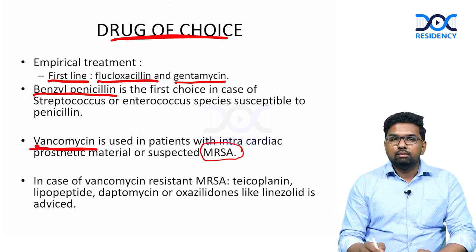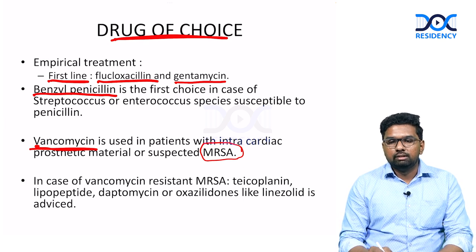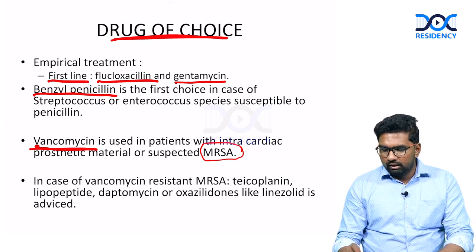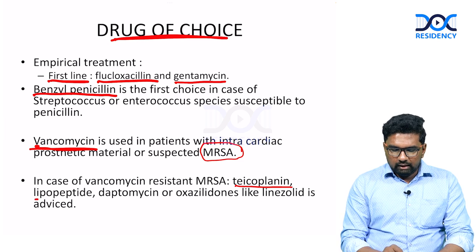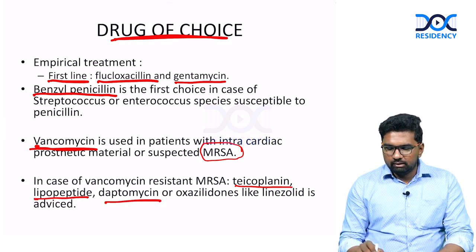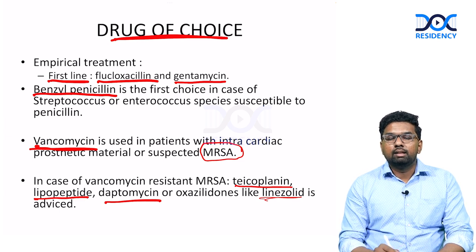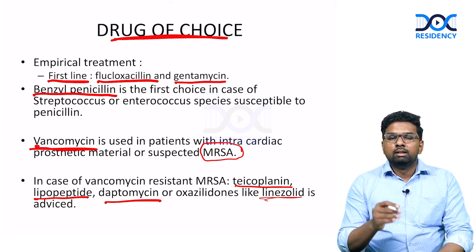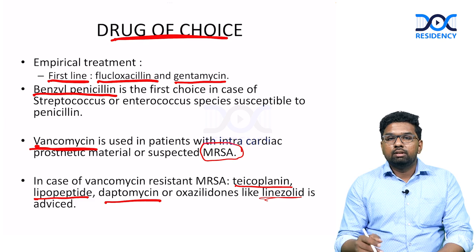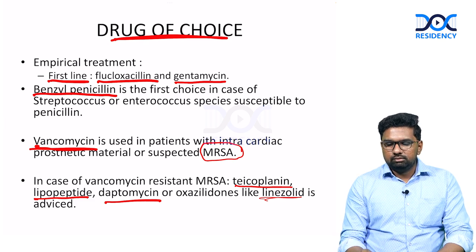In case vancomycin is also resistant, then what do you have to do? You can go for teicoplanin, the lipopeptide daptomycin, and linezolid. These are the drugs which can be given in case of organisms which are resistant even to vancomycin.